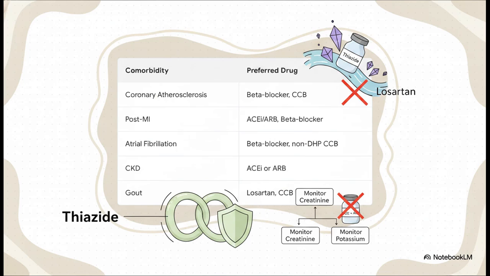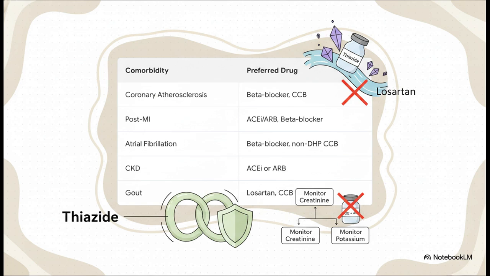This is where comorbidities dictate your drug choice. Take a patient with gout. You have to avoid thiazide diuretics because they raise uric acid. Instead, reach for losartan since it actually helps excrete uric acid. If the patient has proteinuric chronic kidney disease, an ACE inhibitor or an ARB is mandatory for protecting the nephrons. Just make sure to monitor their creatinine and potassium closely, and remember, these are strictly off-limits in pregnancy and bilateral renal artery stenosis.